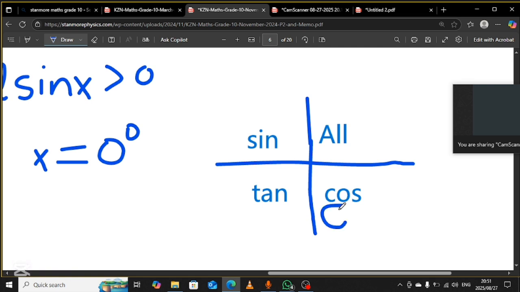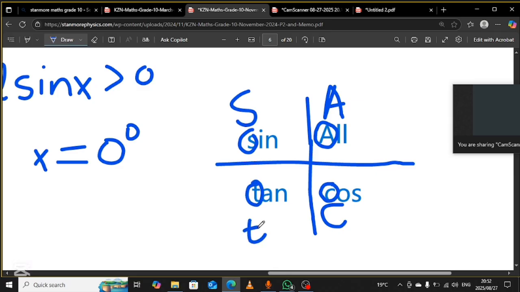We only take the first letters. The first letter of cos is C, the first letter of all is A, the first letter of sin is S, and the first letter of tan is T. So it's cast. Or we can say all students take coffee. Have you heard it from somewhere? No, just heard it now. Okay, so we are going to use this.